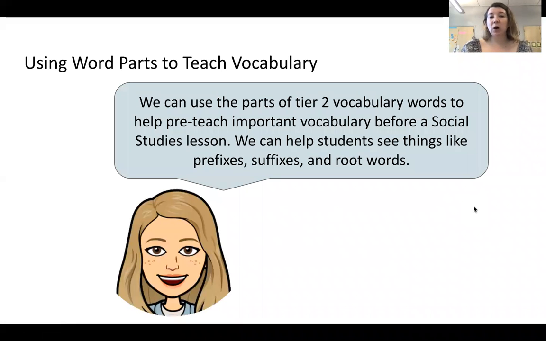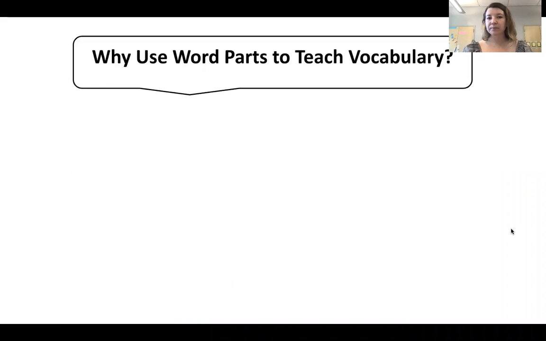So we can use the parts of tier 2 vocabulary words to help pre-teach really important vocabulary words before we teach one of our social studies lessons from the Passport curriculum. Doing this will help students see things like prefixes, suffixes, and root words.